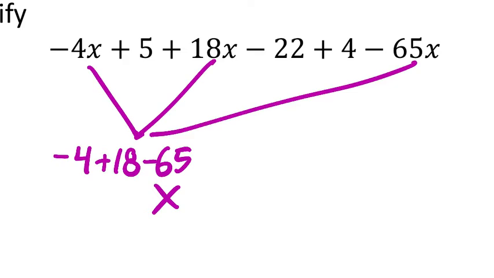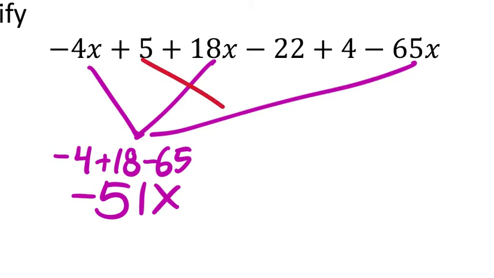And I'm just putting that in my calculator. You're welcome to do that in your head or on paper if you'd like, but the calculator knows what that is pretty quick. I typed it in. I got negative 51 x's. Okay? That's how many x's result by combining all of these x terms, these like terms, which are x terms.